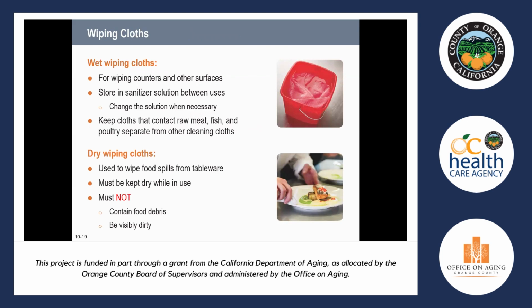Store wet wiping cloths used for wiping counters and other equipment surfaces in a sanitizer solution between uses, as shown in the first photo on the slide. Change the solution when it no longer meets requirements for the sanitizer being used. Dry wiping cloths should be used to wipe food spills from tableware and must be kept dry while in use. Do not use one if it contains food debris or if it is visibly dirty.